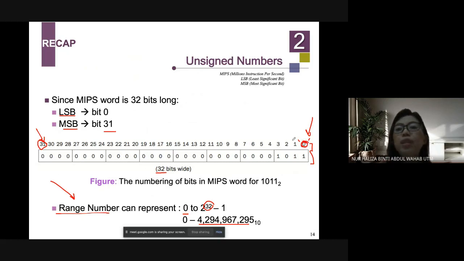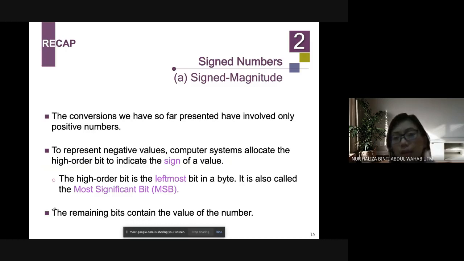If let's say we started at 1, then we would get 32. But because we start at 0, 1, 2, 3, and so on, that's why we need to minus 1. So this is the equation for the range of numbers. Is it okay? If there is any question, you can just interrupt me and ask me directly.